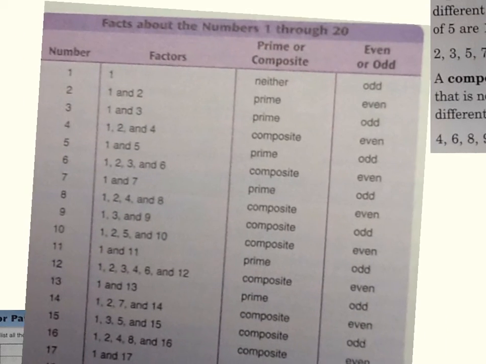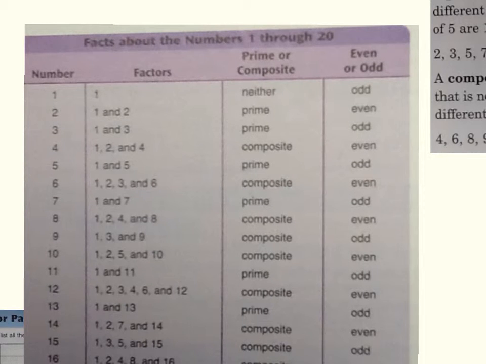If we look at this chart, they tell us the number and then the factors. So the number 1 is only made up of 1 times 1, so it's neither prime or composite. The number 2 has one factor pair, 1 and 2, because 1 times 2 equals 2. Therefore, we call it prime. The number 3, there's only one multiplication fact to make this. The two factors are 1 and 3, or 1 times 3, so that makes it prime.